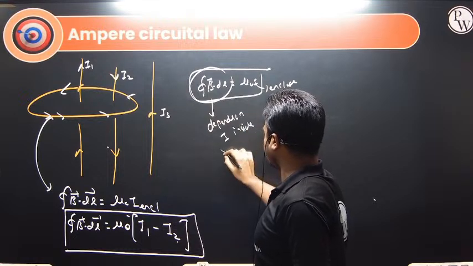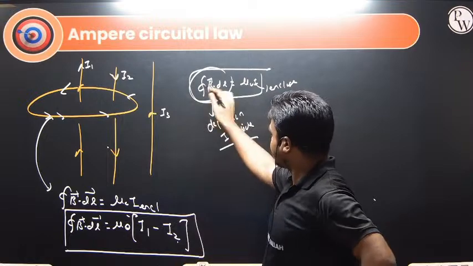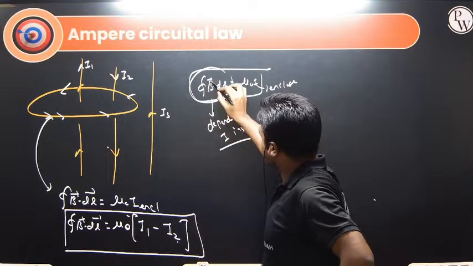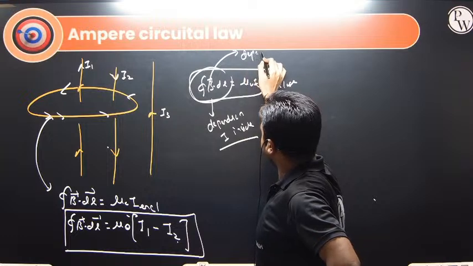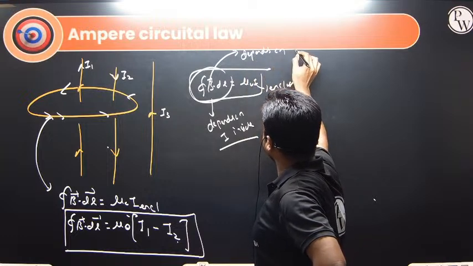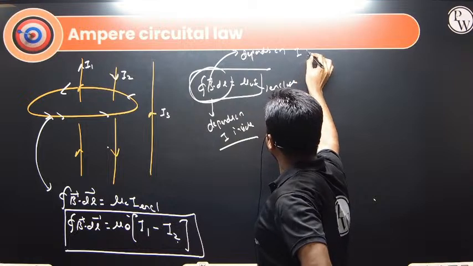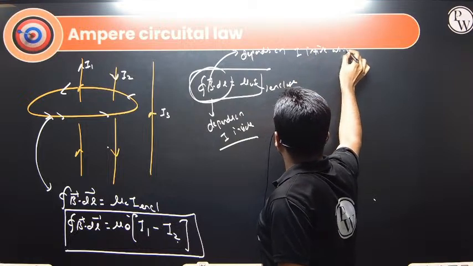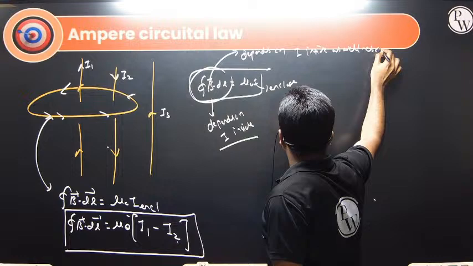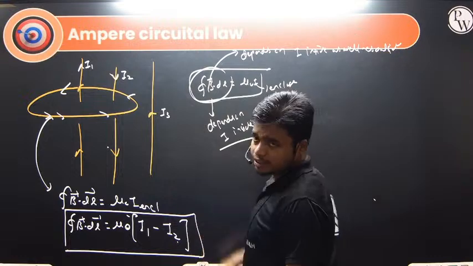This is the theoretical point of view, questions from the theoretical point of view. This entire term depends on I inside only, but this particular term depends on I inside as well as outside. So this is something we should keep in mind.